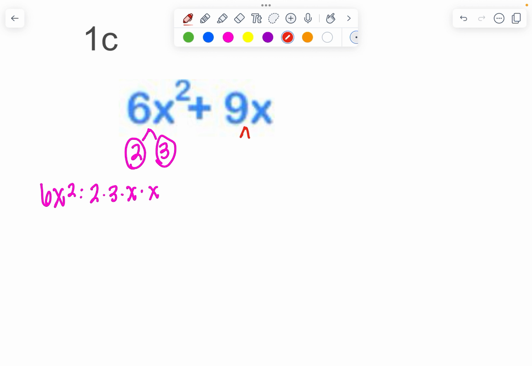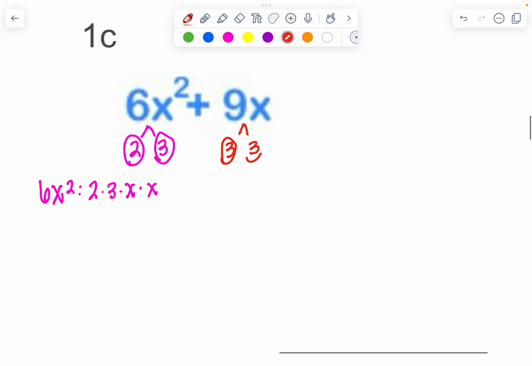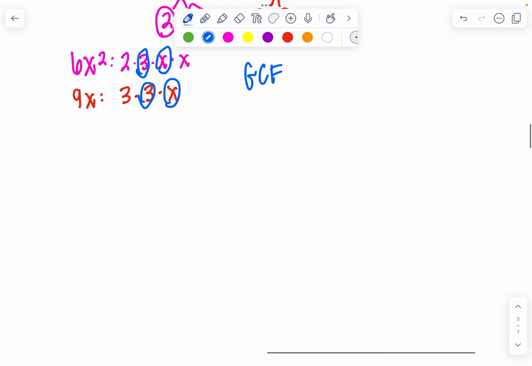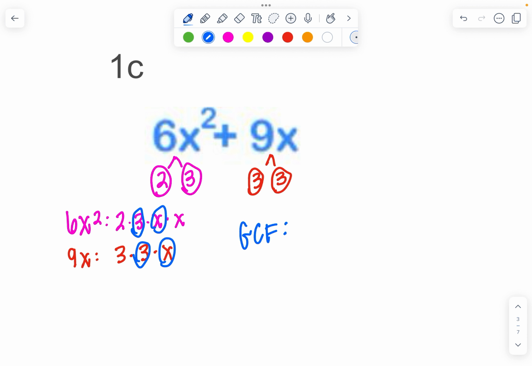Looking at 9x, the only way I can multiply to 9 is 3 and 3. We can't go any farther with those because 3 is prime. So 9x then is 3 times 3 times x. Looking for anything common, I see a 3 and an x in both of these. So our GCF then is 3 times x, which is 3x.